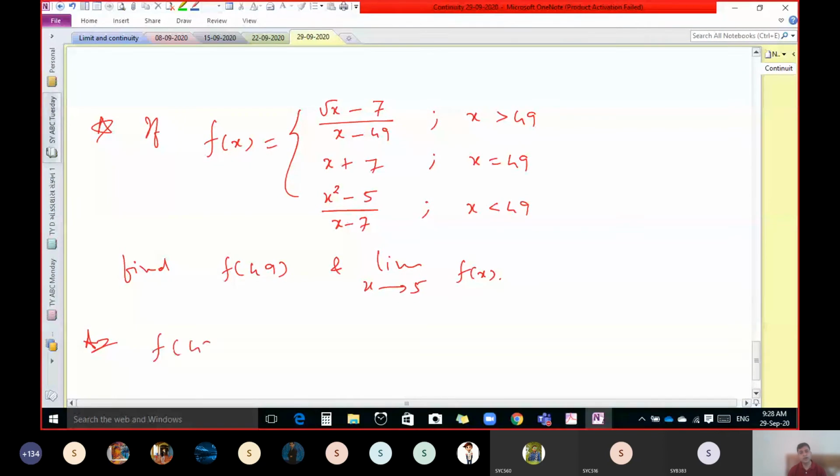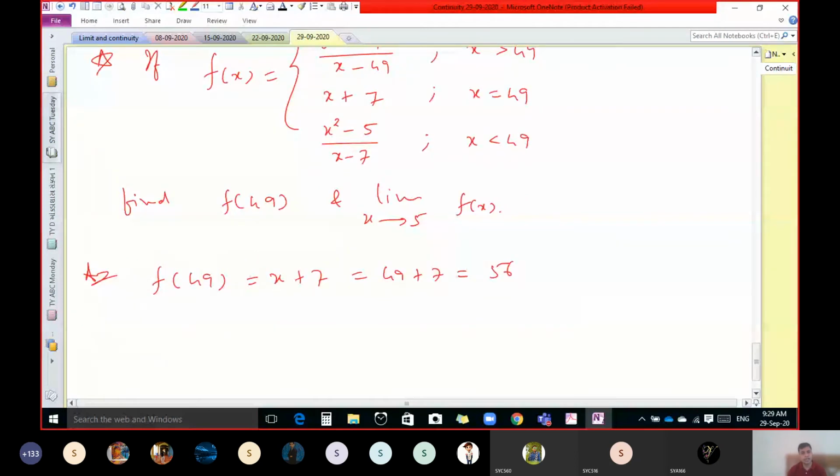Can you find out f of 49? Which function we have to use? Second function. x plus 7, the answer is very simple, 56. Now, next one. Limit x tends to 5 f of x. How can you find out this?